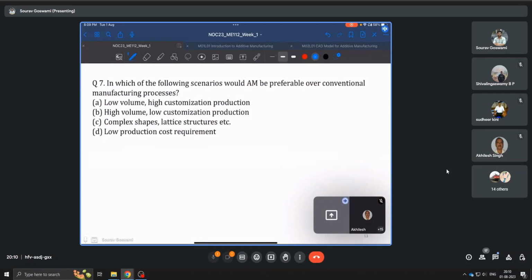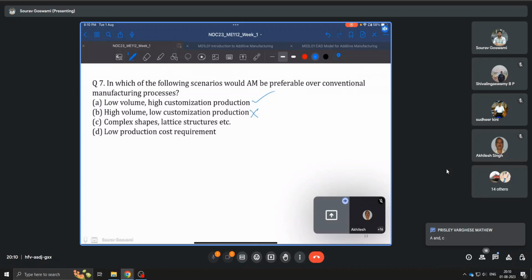This one I think we already discussed. In what scenarios would AM be preferable over conventional manufacturing? When you have low volume and high customization, yes. I need a low number of parts, but I need them to be very design specific, very consumer specific. High volume, low customization, no. I will never meet my targets. It takes a lot of time. As well as they have low customization, so maybe they are easy shapes.